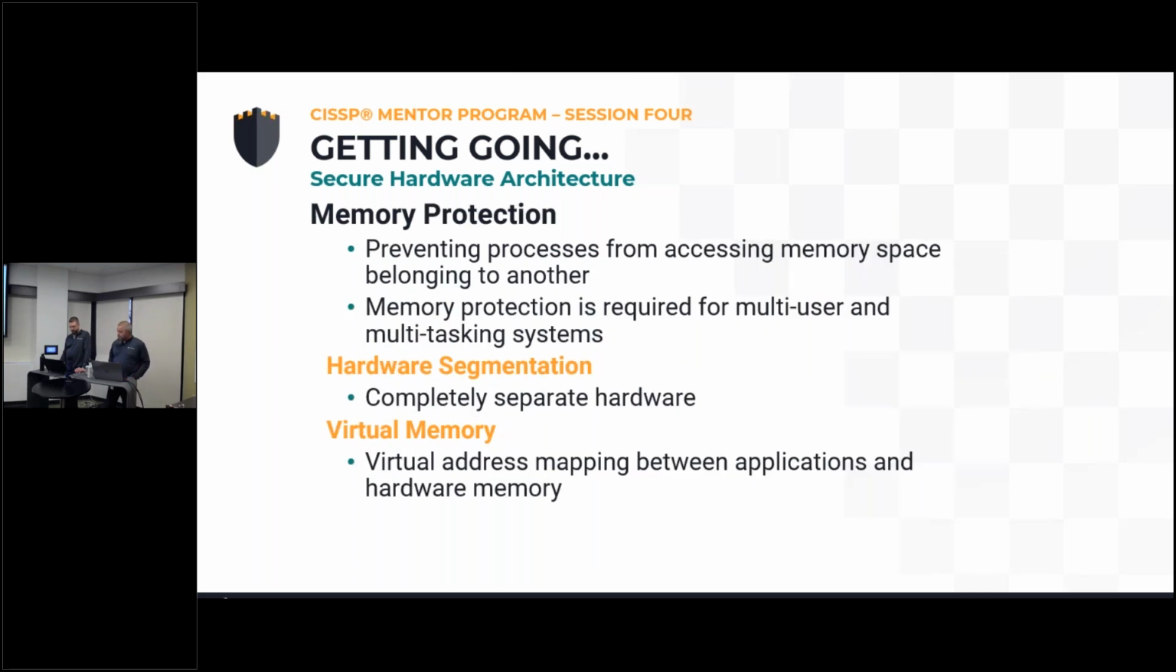All right, so memory protection: the best memory protection is complete isolation. That's the best protection really in anything with security: isolation of the network, isolation of system components, isolation of memory. But it's also more expensive, right? And it's hard to justify that sometimes. So hardware segmentation would be completely separate hardware. That's one way you could protect your memory.